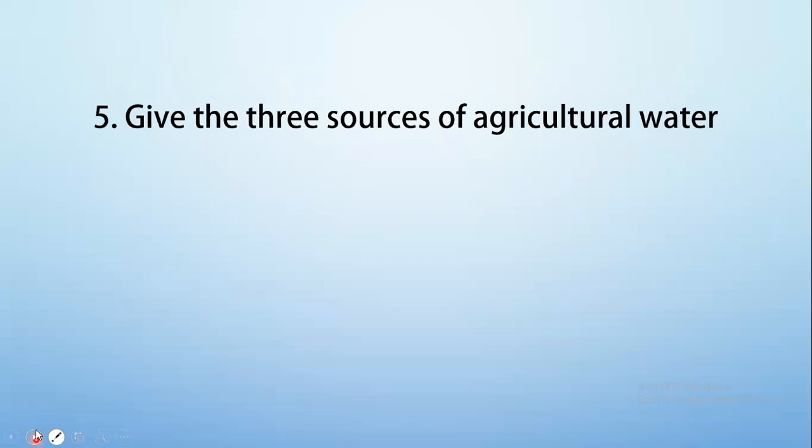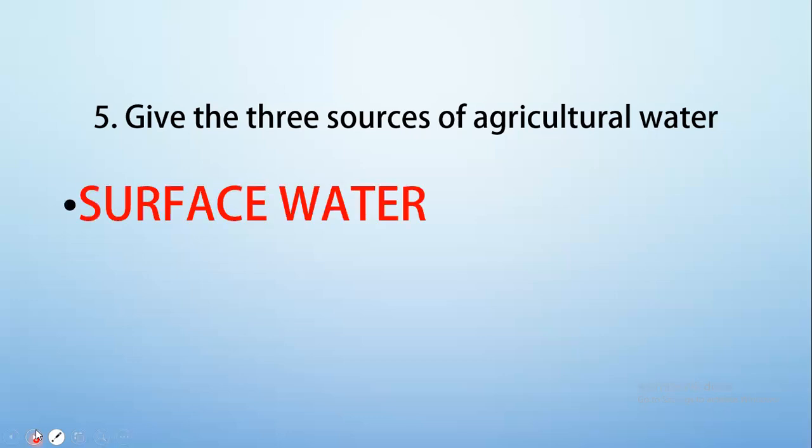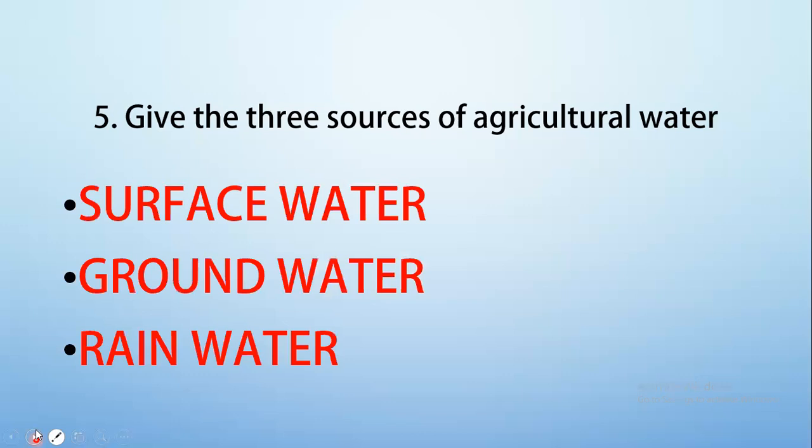Okay. Next, give the three sources of agricultural water. Again, give the three sources of agricultural water. Timer starts now. Correct answer is surface water, groundwater, and drain water.